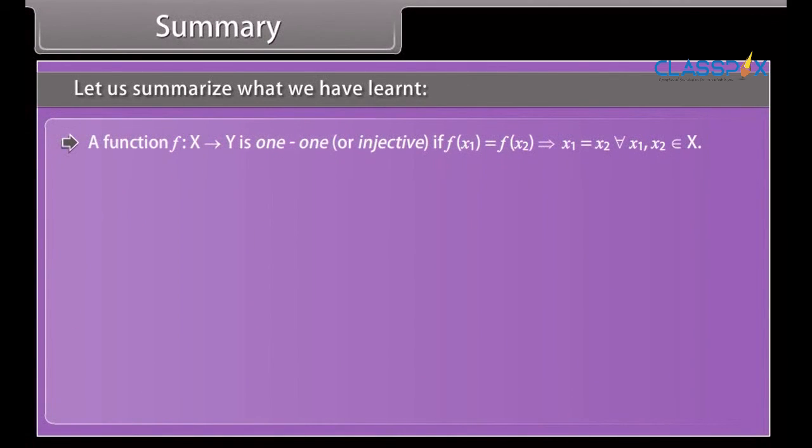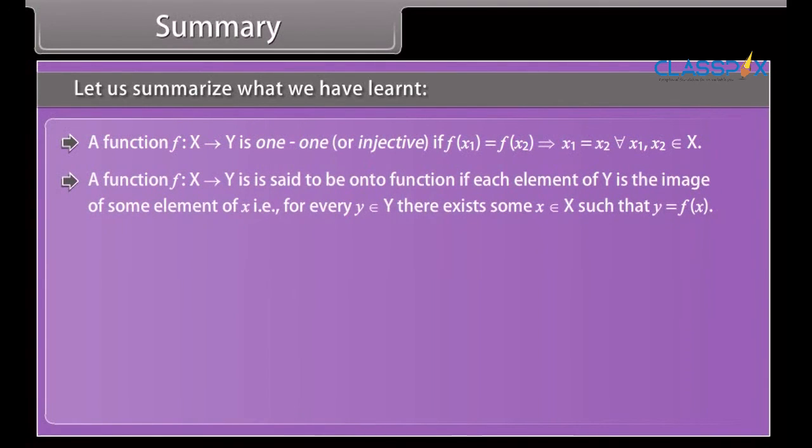A function f from X to Y is one-one or injective if f(x1) is equal to f(x2) implies that x1 is equal to x2 for each x1, x2 belongs to X. A function f from X to Y is said to be onto function if each element of Y is the image of some element of X, that is, for every y belongs to Y, there exists some x belongs to X such that y is equal to f(x).